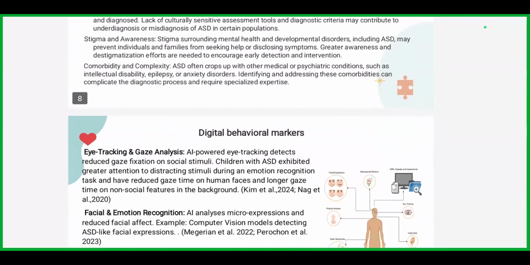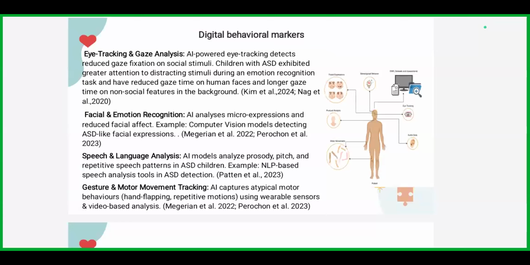I'll be concluding by saying that there are many digital behavioral markers which are being used nowadays. Especially in India, researches are lacking for autism spectrum disorder, because I haven't found any researches done in India on autism spectrum disorder, while many researches have been done for depression.